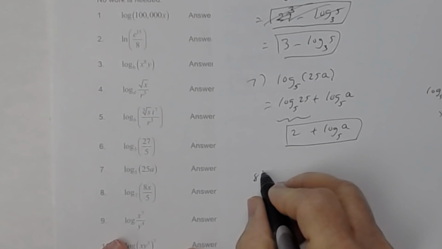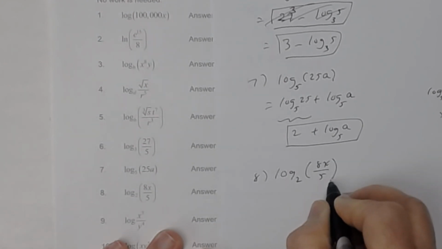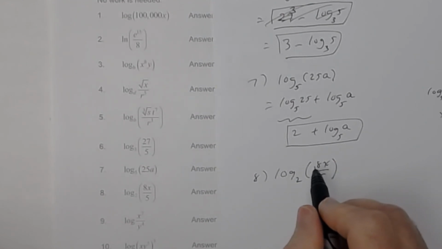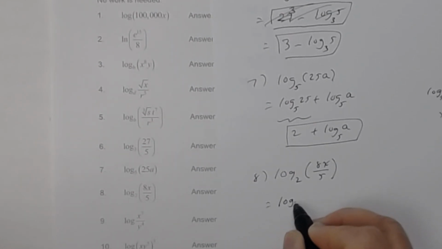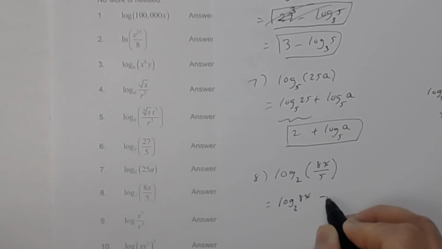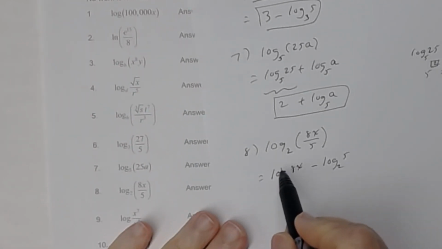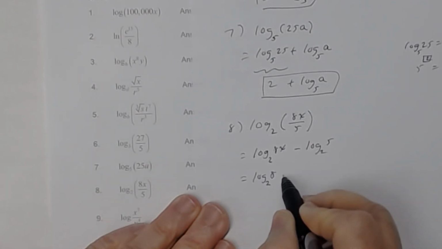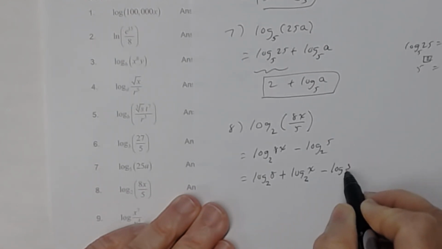Number 8, you have the log base 2 of 8x divided by 5. All right, so at this point, you're going to recognize that you can use the quotient rule, and you're also going to use the product rule, right? Because in the numerator, you have a product, 8 times x. So let's use the quotient rule first. So you have the log of 8 times x base 2 minus the log of 5 base 2. And then I'm going to use the product rule here. So that becomes the log of 8 base 2 plus the log of x base 2 minus the log of 5 base 2.